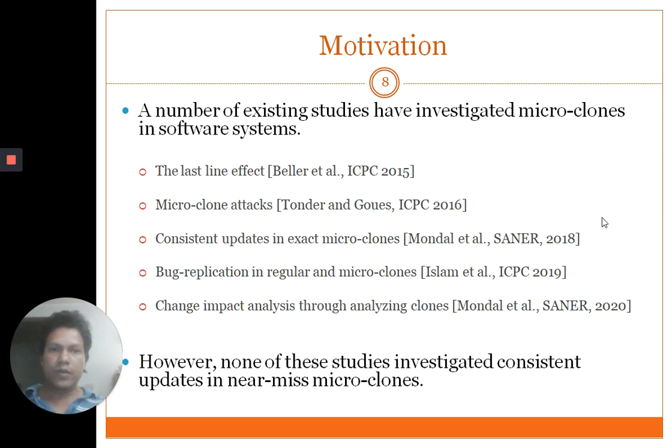A number of studies have been conducted on microclones. The first ever study was published in ICPC 2015 on the last line effect. The second study was published in ICPC 2016 on microclone attacks. In SANER 2018, there was a study on the consistent updates in exact microclones. In ICPC 2019, there was a study on the bifurcation in regular and microclones. Also, in SANER 2020, there was a study on change impact analysis through analyzing both regular and microclones. We see that a number of studies have been conducted on microclones. However, none of these studies have investigated consistent updates in near-miss microclones.